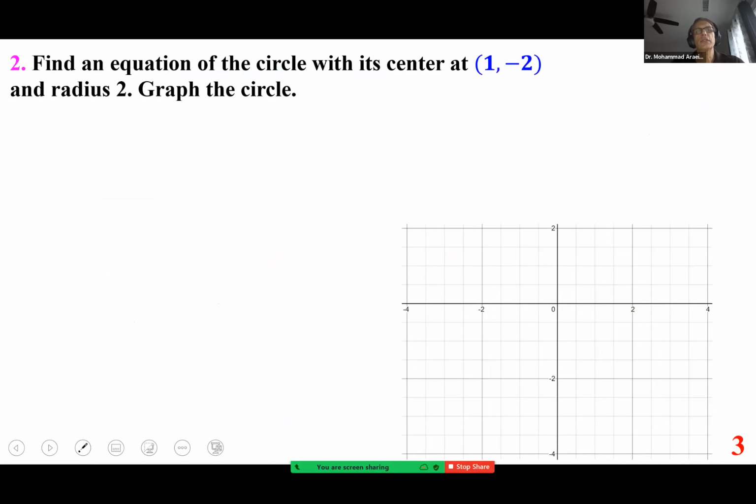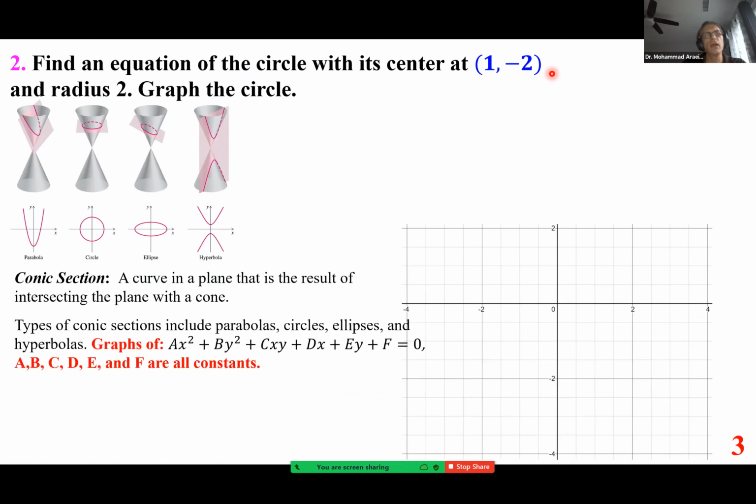Find an equation of the circle with its center at 1, -2 and radius 2. Graph the circle. So first and foremost, this is how we get to conic sections. A conic section has a definition: a curve in a plane that is the result of intersecting the plane with a cone. Depending upon how it cuts it, it creates a parabola, circle, ellipse, and hyperbola.